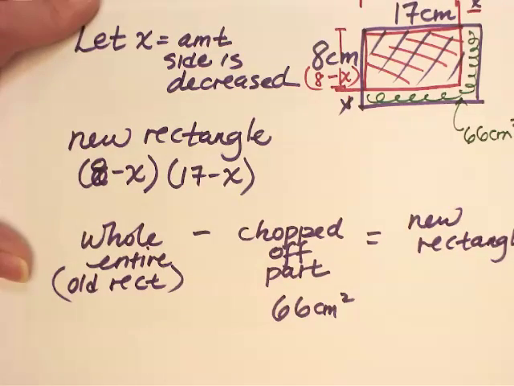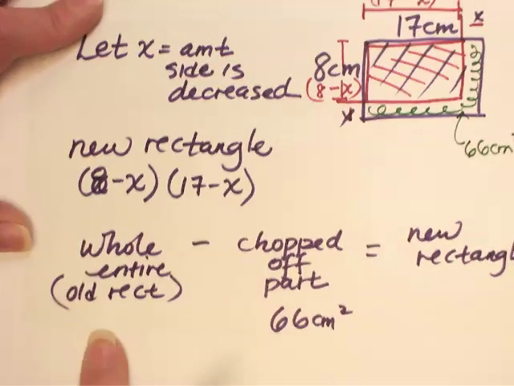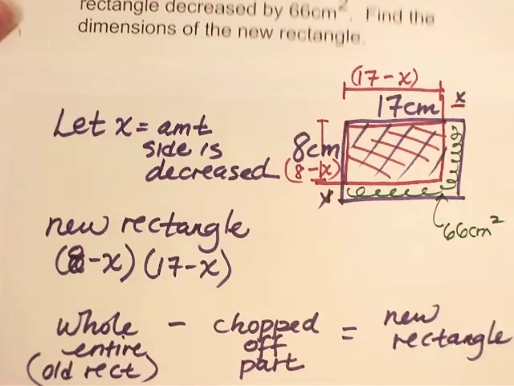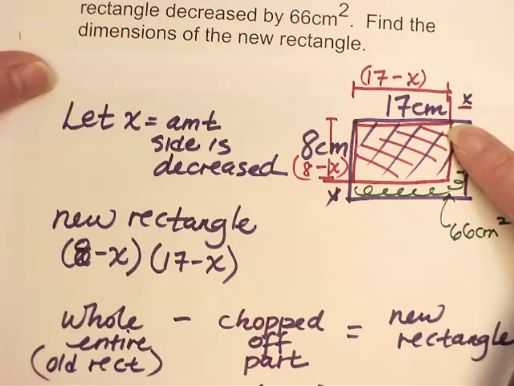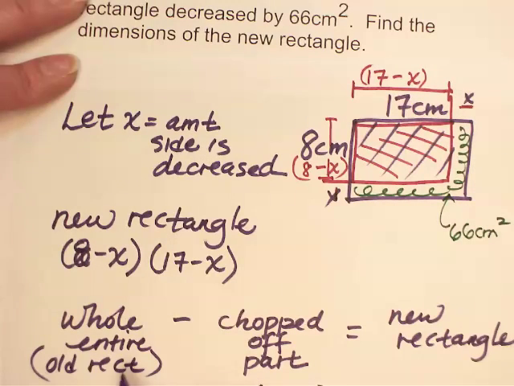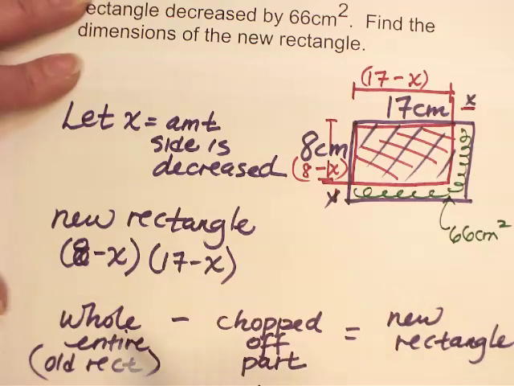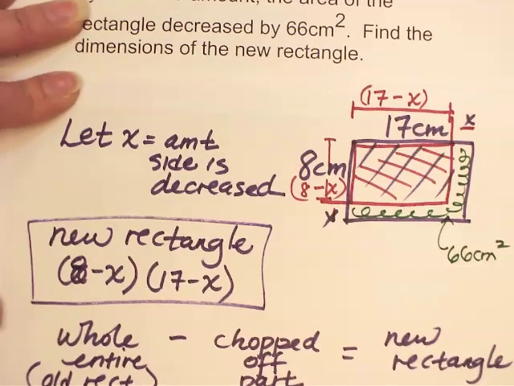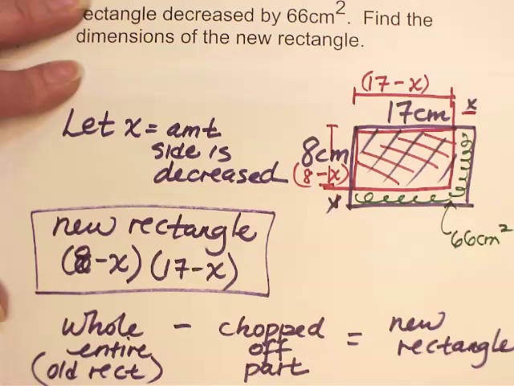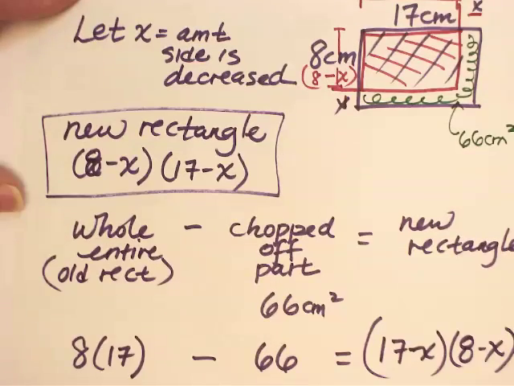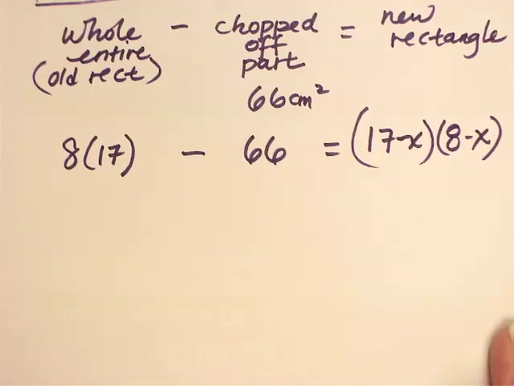Let's figure this out now that we have an idea of what to do. My old rectangle, the original one, as stated in the problem, was 8 centimeters by 17 centimeters. So my original rectangle area would be 8 times 17, minus the chopped off part, which is 66 centimeters squared. And it would equal my new rectangle. We just figured out our new rectangle would have a length of 17 minus x and a width of 8 minus x. So now that we have an equation, that's part 2, let's go ahead and solve this equation.